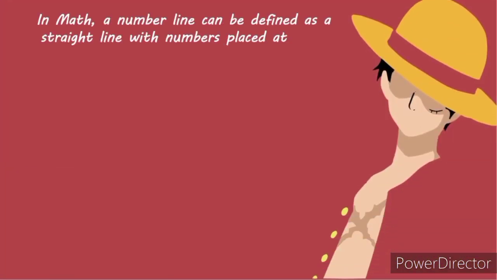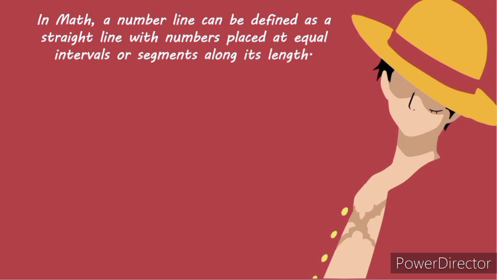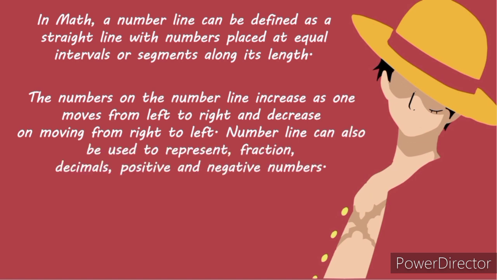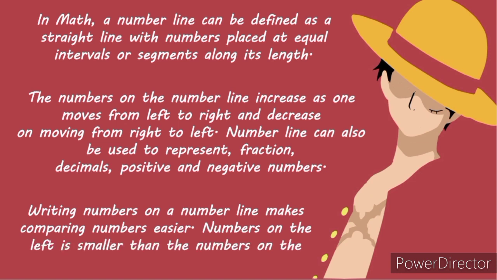In math, a number line can be defined as a straight line with numbers placed at equal intervals or segments along its length. The numbers on the number line increase as one moves from left to right and decrease on moving from right to left. The number line can also be used to represent fractions, decimals, and positive and negative numbers. Writing numbers on a number line makes comparing numbers easier. Numbers on the left are smaller than the numbers on the right of the number line.